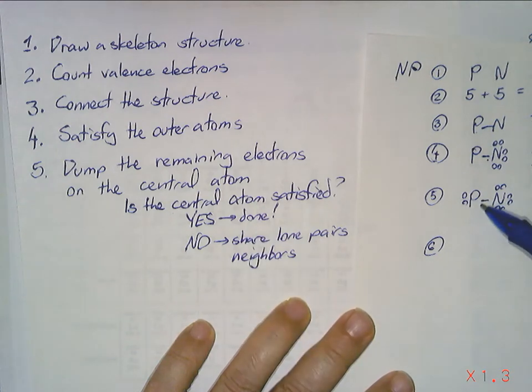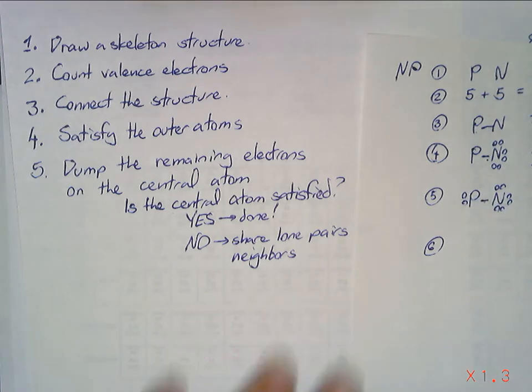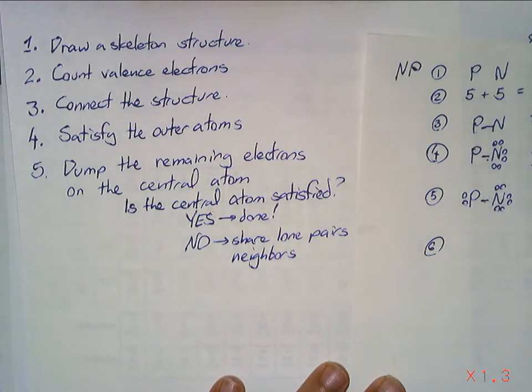Well, let's look at it. Here's the central atom, the phosphorus. How many does it have? It has 2 for this and 2 more for that, so it thinks it has a total of 4. It is not satisfied. It does not have an octet. It does not have 8 electrons. It wants 4 more. But where can I get them? I have no more to dump on there.